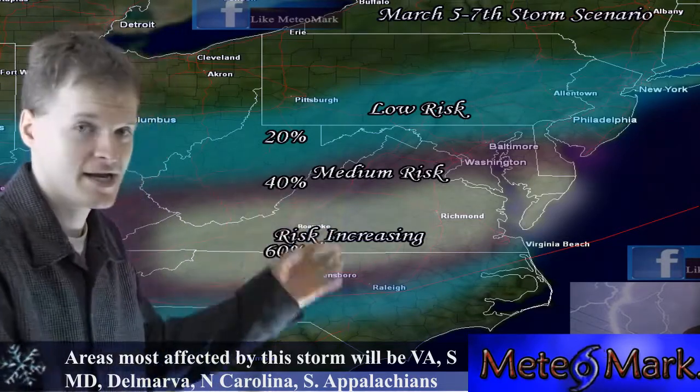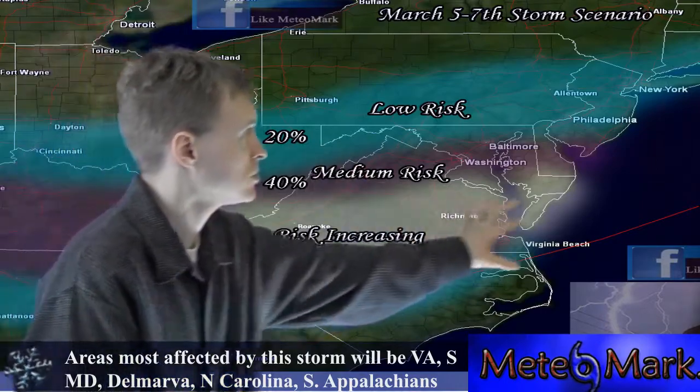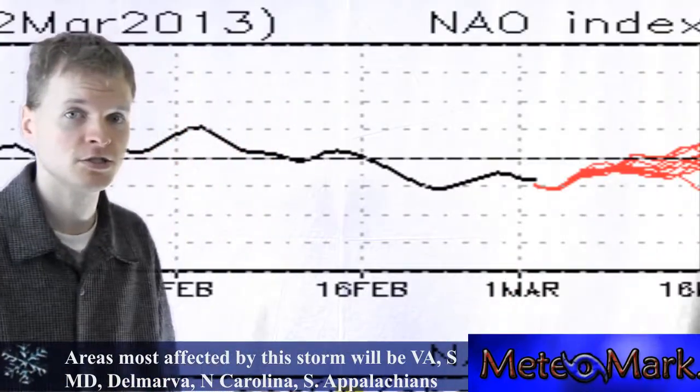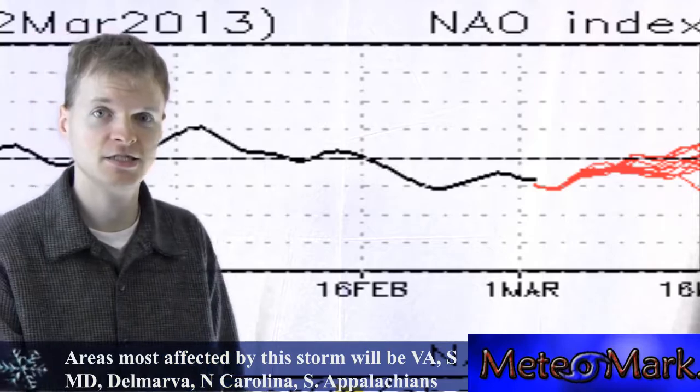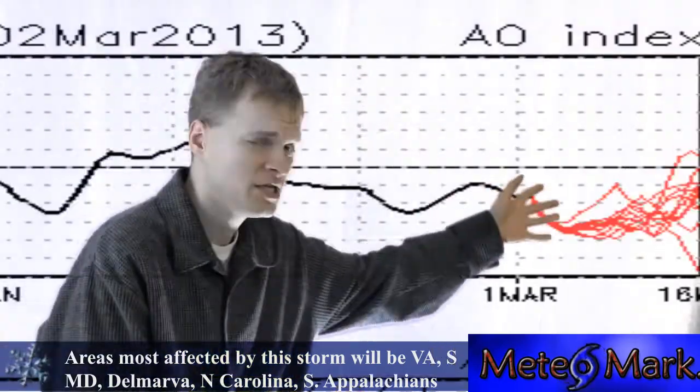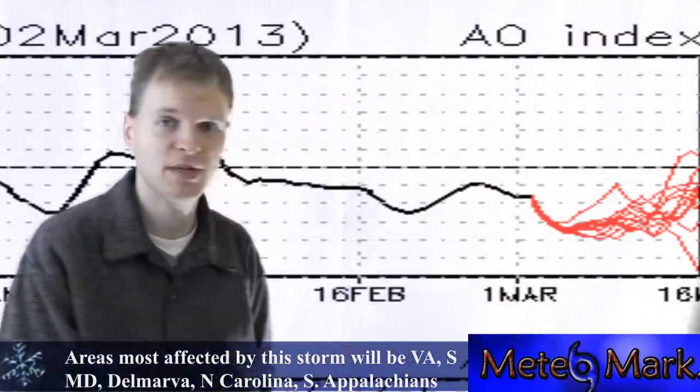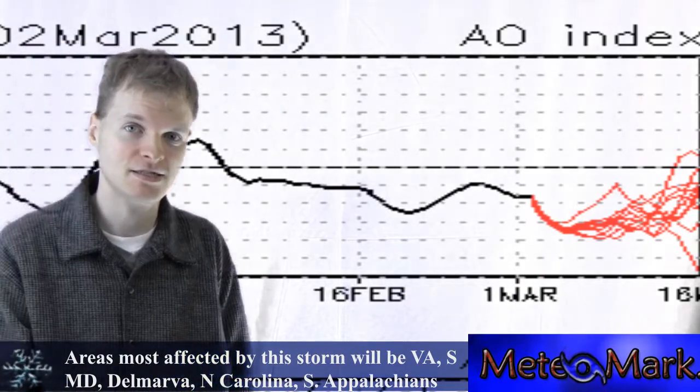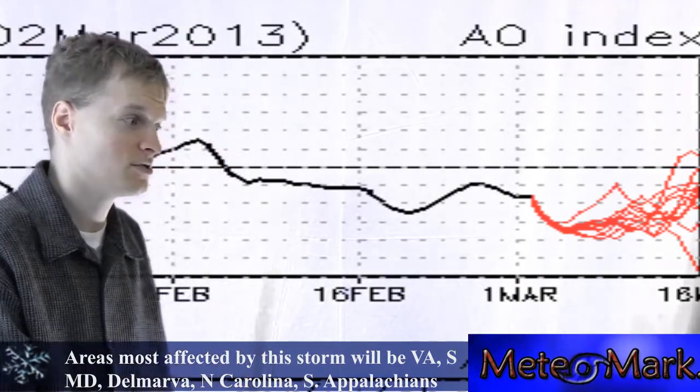The NAO index looks like it's staying mostly negative through mid-March, as well as the AO, Arctic Oscillation Index. That is also taking quite a dive here. Some of the models take it down as low as -6. That's amazing. So we're going to continue to watch that.